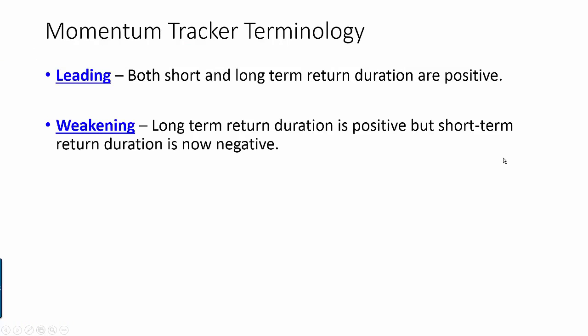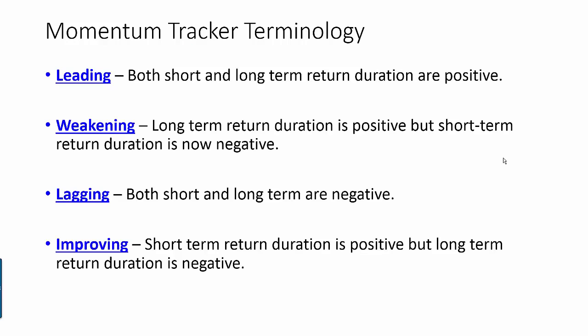So momentum tracker, you're all familiar with leading, weakening, lagging, and improving na terminologies natin. So if it's leading, it just means that both short and long-term return duration are positive. If it's weakening, it tells you that although long-term return duration is positive, short-term duration is now negative. So nag-weaken yung momentum niya over the short term. If it's lagging, then both short and long-term return are negative. If it's improving, it means that short-term return duration is turning positive, but longer-term duration is still negative.